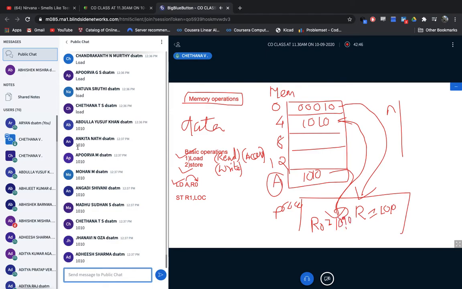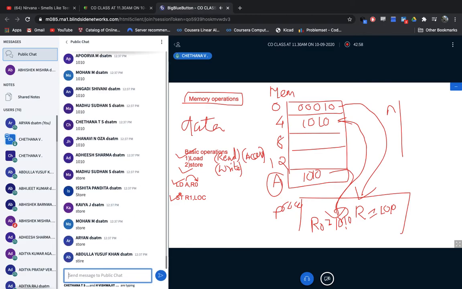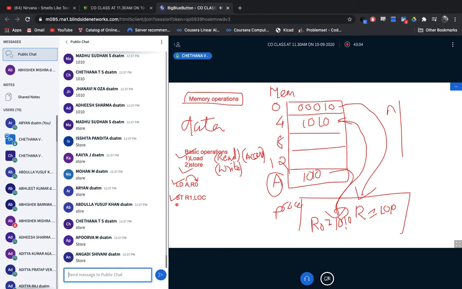Now come to the second instruction. Second instruction is an example of what operation? Yeah, it's a storing operation. Store operation means what? Storing means writing the data into the memory. Have you got my point? Writing the data into the memory.